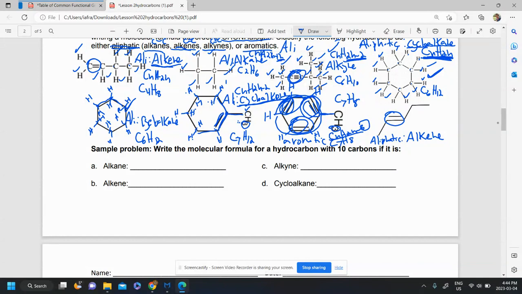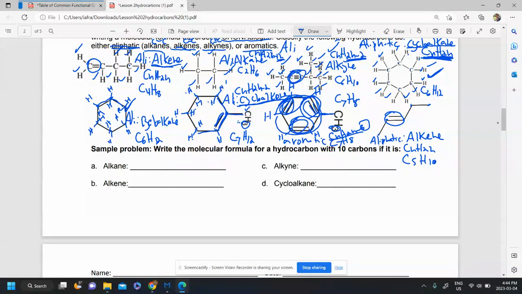So here's an alkene now. Alkene, remember we have CnH2n. And so that's going to be, let's see how many carbons we have. We have 1, 2, 3, 4, 5 carbons. So C5H10 is what that should be. Let's just check to make sure that's true.